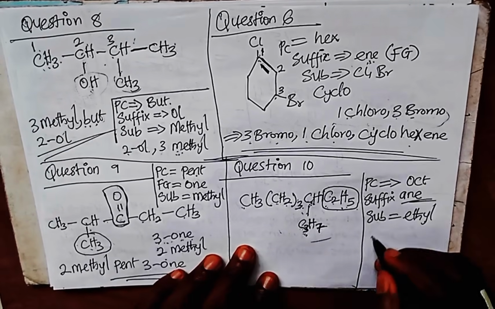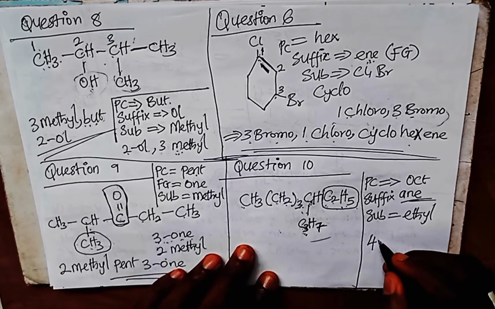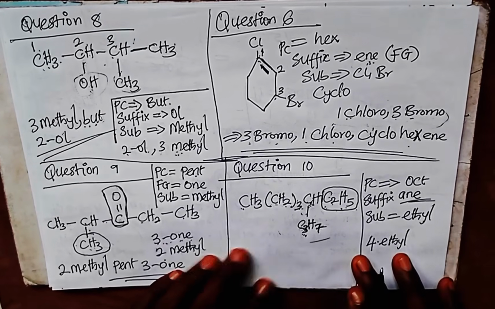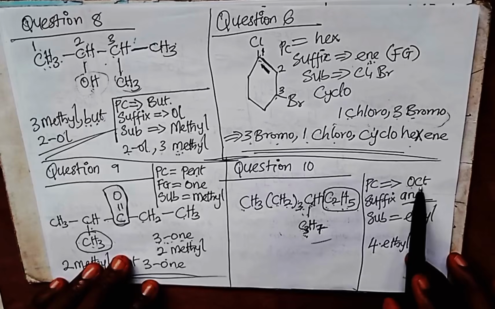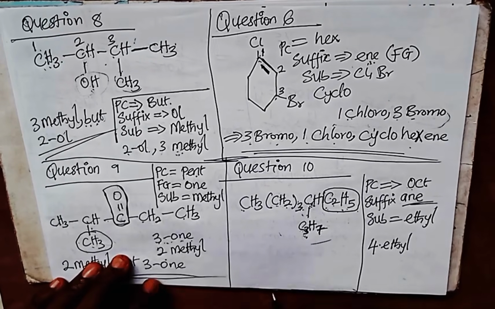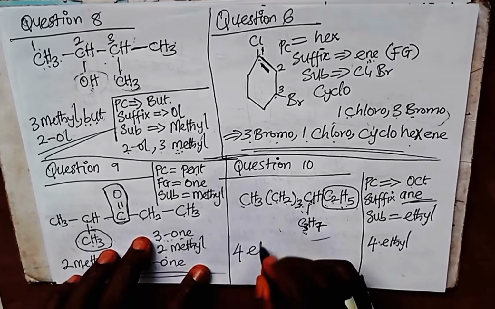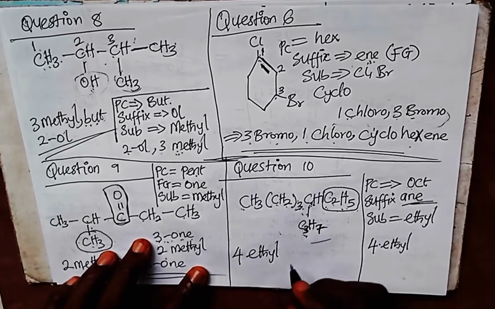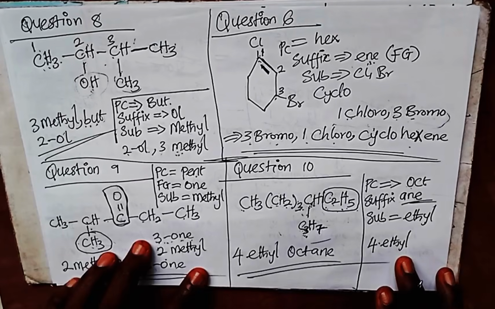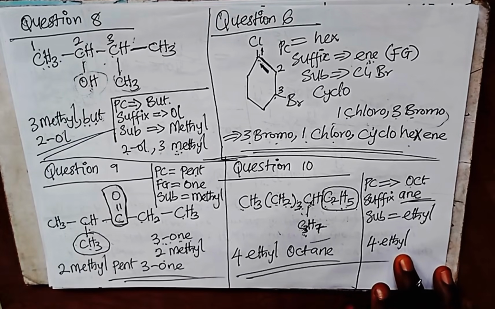So we are now going to have 4 ethyl. Then what's the parent's name? The parent's name is oct. And what is the suffix? Ane. So the name of this compound is 4-ethyloctane. Octane. As simple as ABCD. I will make it so simple.